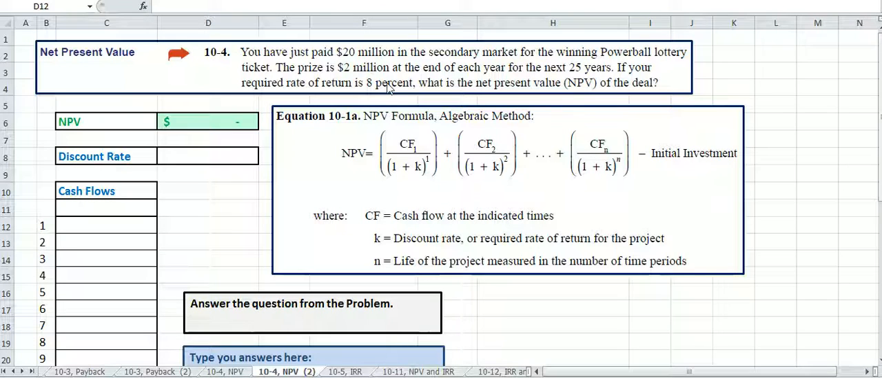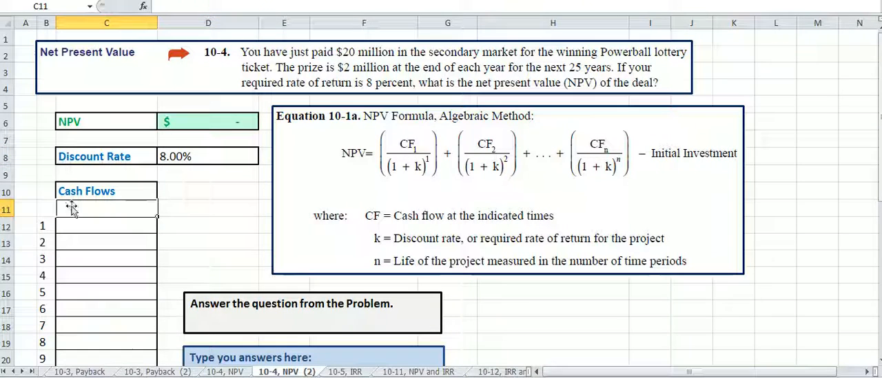Now think about this as the cost of capital. So you've got to at least earn 8% because that's what you could have earned if you invested this $20 million somewhere else. So if we put that in right here, 8%, and then we're going to put in our cash flows.